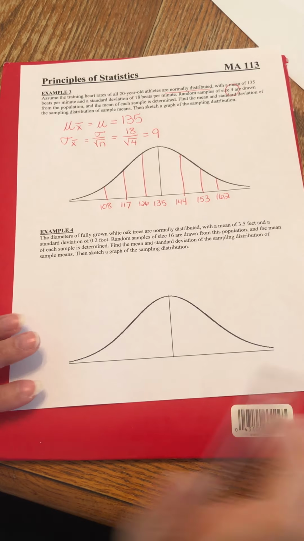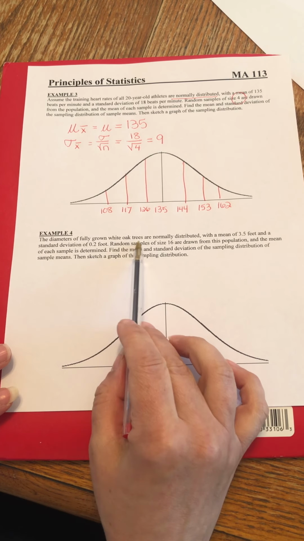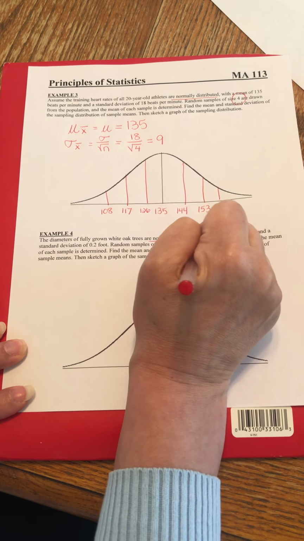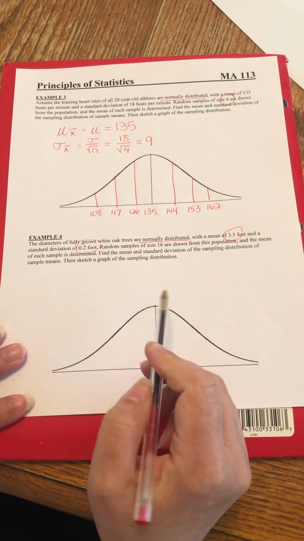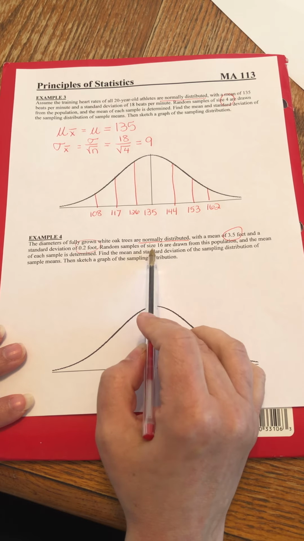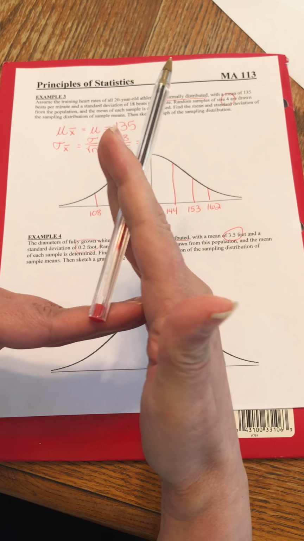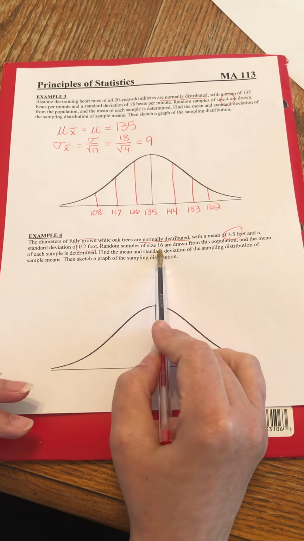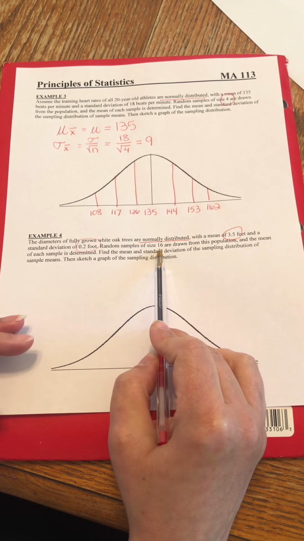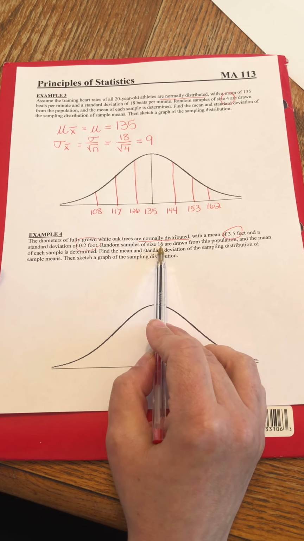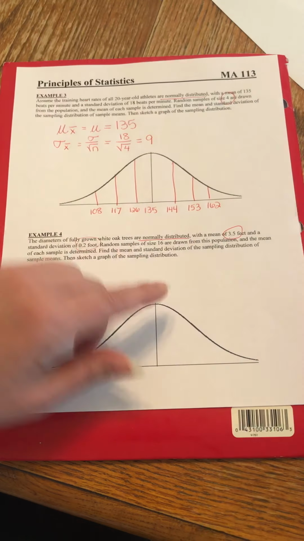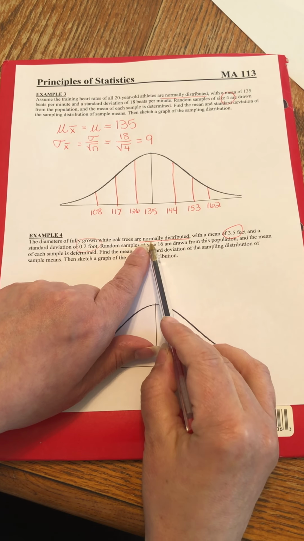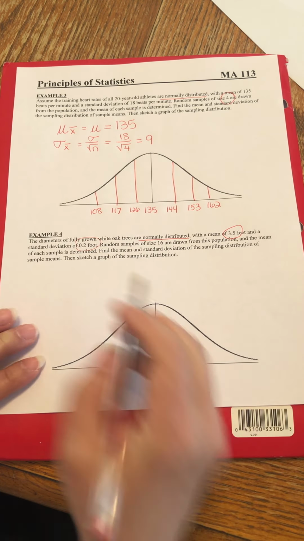Example 4. The diameters of fully grown white oak trees are normally distributed, that might be important, with a mean of 3.5 and a standard deviation of 0.2. Random samples of size 16. Stop, time out. Whenever you're under 30, you need to double check whether or not you can do the problem. A size of 16 is obviously under 30. If it's under 30, we can only do the problem if the word problem says it's a normal distribution, and we underlined that it is normally distributed. Therefore, we can do the problem.